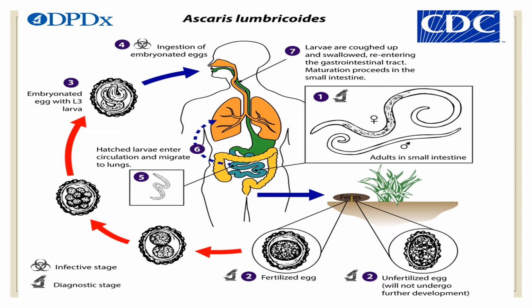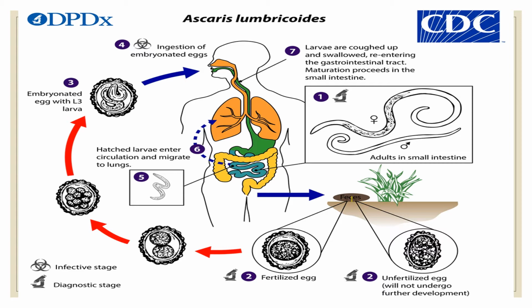The first one is the unfertilized eggs that may be ingested but are not infective, so they will not undergo further development. And the second one is the fertilized egg, where larvae develop to infectivity within the egg after 2 weeks or more. So the next stage is the embryonated egg with L3 larva. It depends on the environmental conditions, the most optimum being moist, warm, and shaded soil.